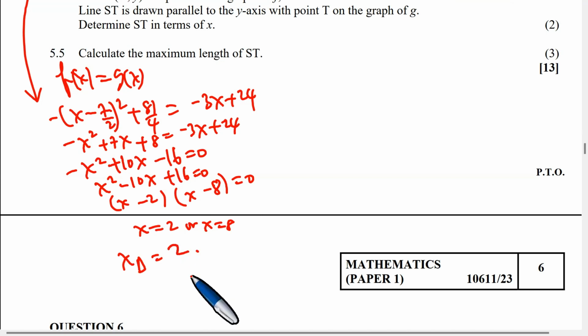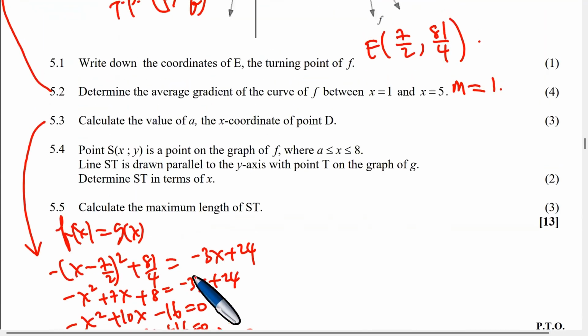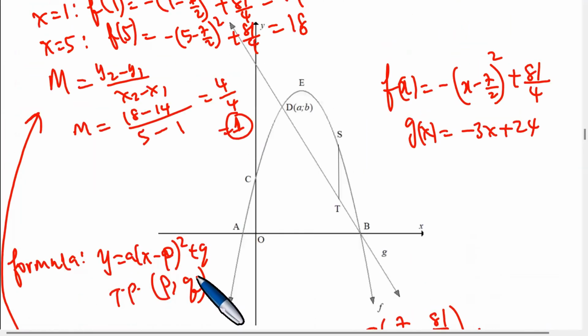So we can see that it must be 2 because the other point of intersection is 8. If you order them, 2 comes first on the x-axis, and then as you progress on the x-axis towards the right, you have that x equals 8.